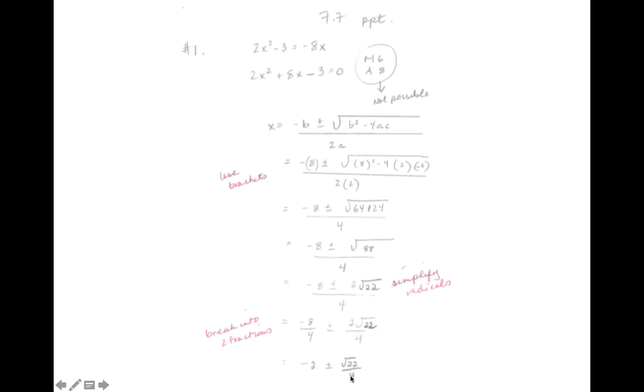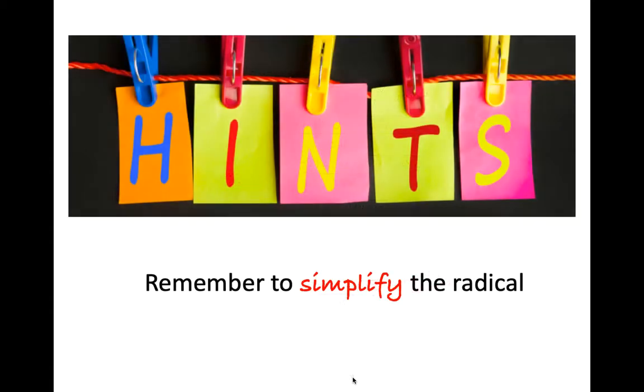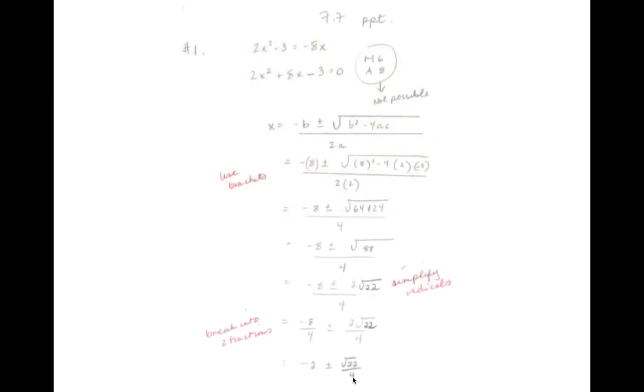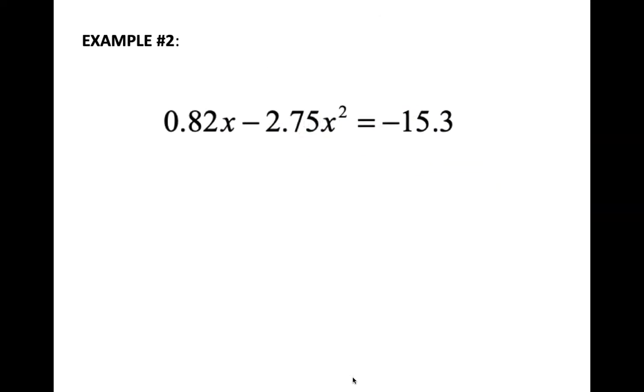I'm just noticing that that's an error in what I've written, so please do make sure that you realize that that should be a 2. I'm reducing this 2 over 4 to 1 over 2. So some of the hints for that, remember you have to simplify the radical, and remember as well to break your answer into two fractions and then simplify. Okay, the next example is a classic example of when the quadratic formula would be useful.